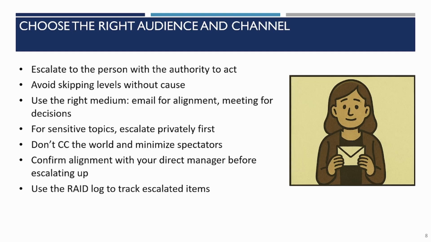And then it's about choosing the right audience and channel. So who's the right person to escalate to? You don't want to skip 3 levels without going through the proper channels. A lot of organizational culture frowns on that, and that's viewed as a bad thing. And what's the right medium? Is it email? Is it a meeting? If it's sensitive, maybe it's a private escalation first, or a phone call, right? Nobody does those things anymore, but giving someone a phone call.